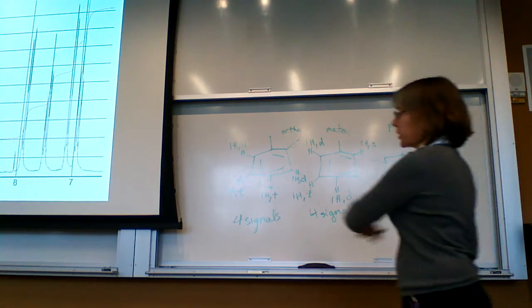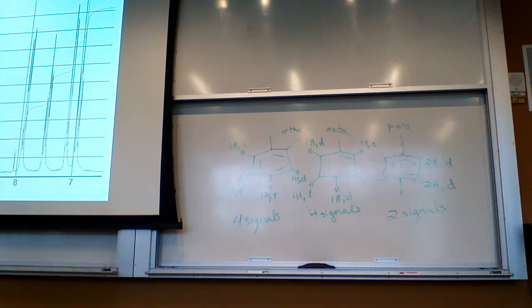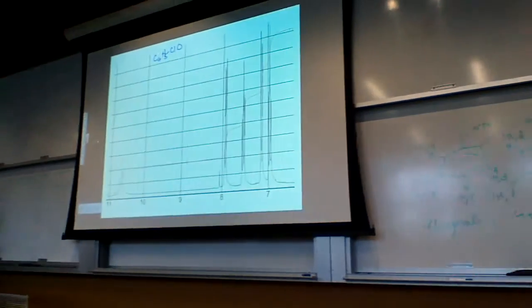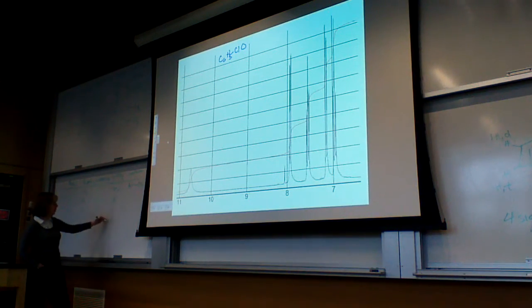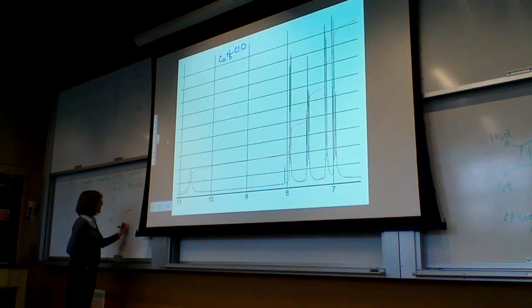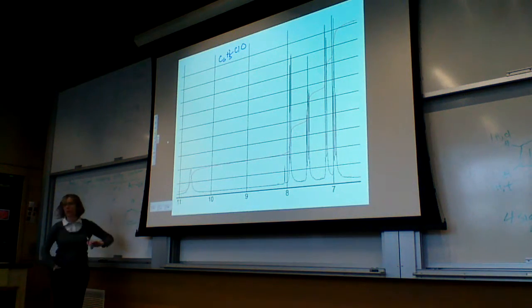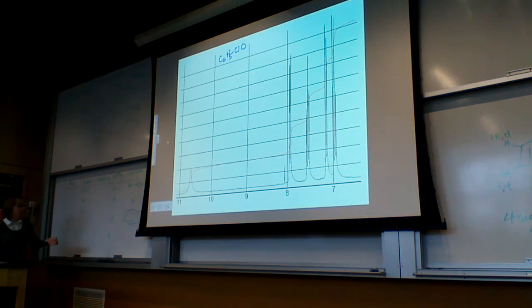So now, going back to our structure that we have here, we have 4 signals. So we know it's either ortho or meta, and they each integrate to 1, and we've got doublet, triplet, triplet. So that tells us that we have an ortho-substituted structure. In this case, the only other things we have to attach are the OH group, which we identified already, and then the chlorine. So it's an ortho-chlorophenol for the final structure.